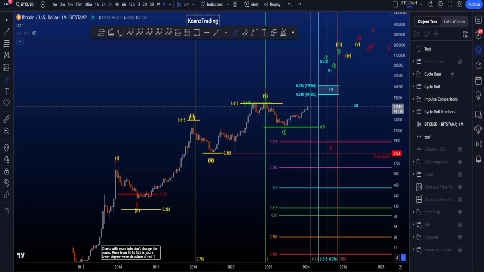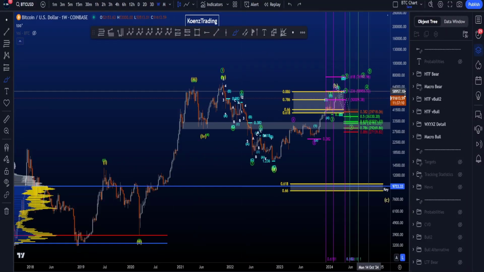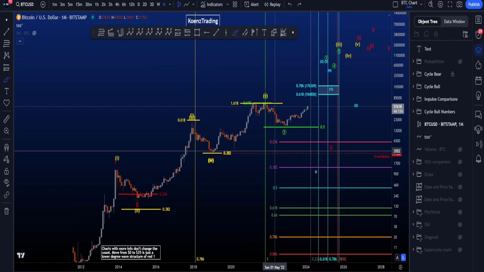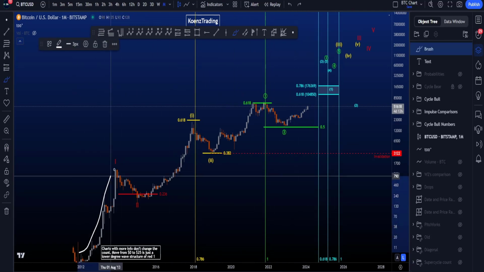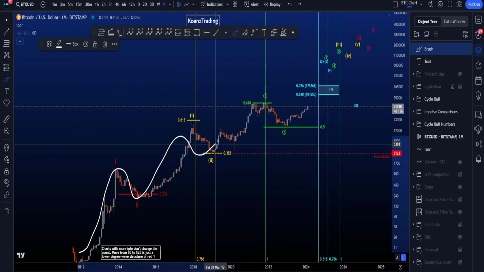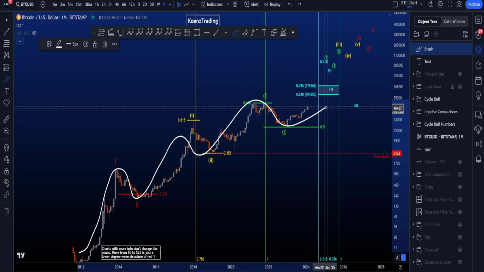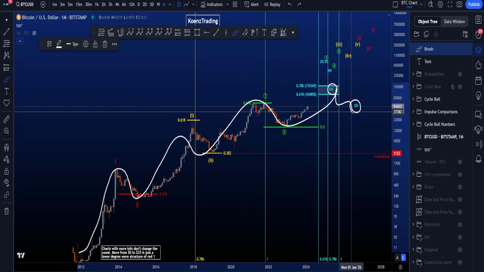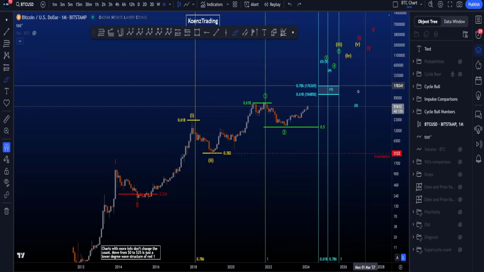Hi everyone, let's go over my bullish and bearish cycle, macro and high time frame Elliott Wave scenarios on Bitcoin. Starting with the cycle bullish scenario where we're looking for multiple 1-2s, and now we're aiming for this blue wave 1 followed by a bear market in the blue wave 2 and then continuation to the upside.